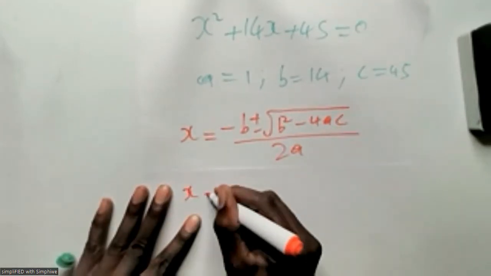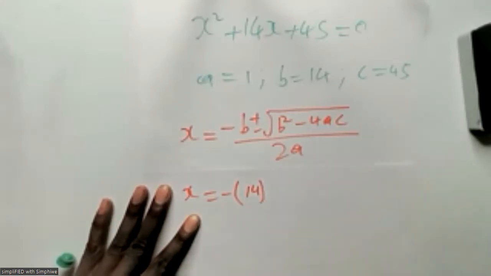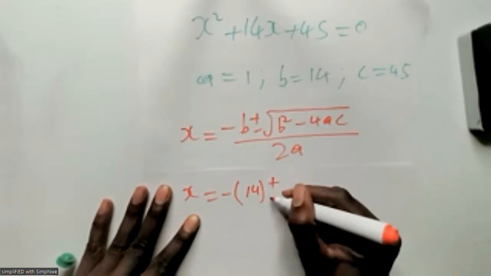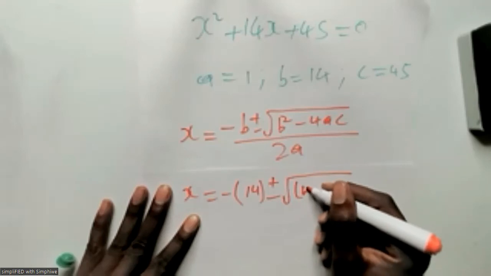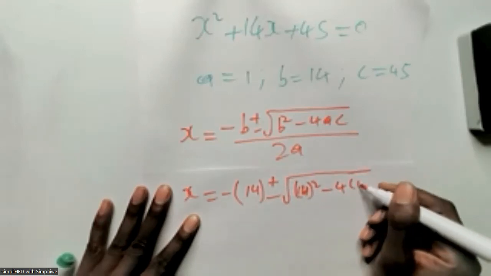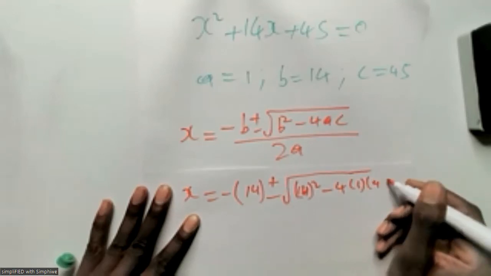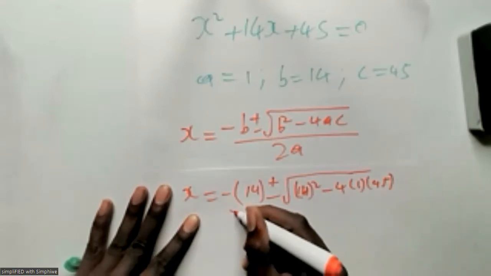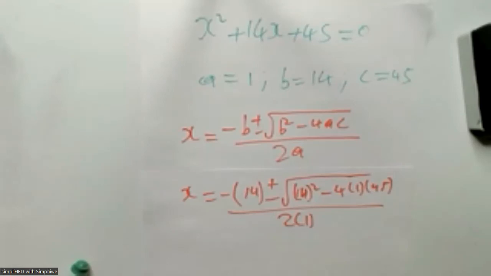Over to a. So if we substitute this, we have x is equal to minus 14 plus or minus the square root of 14 squared minus 4, a is 1, c is 45, all over 2, 1.